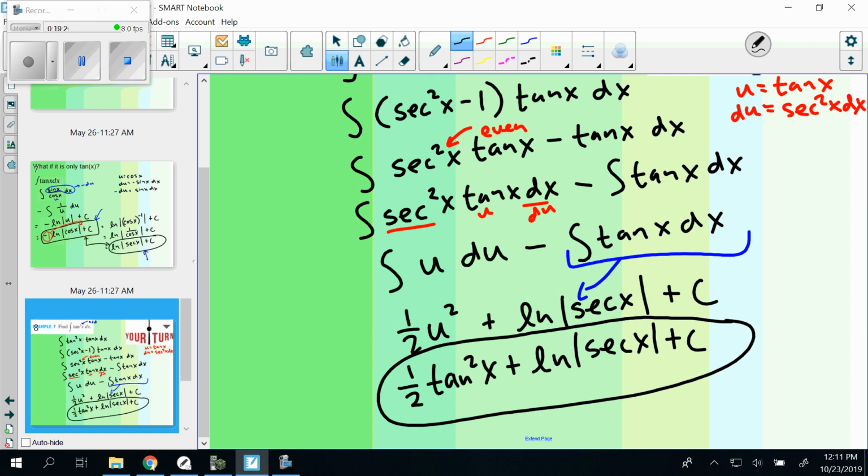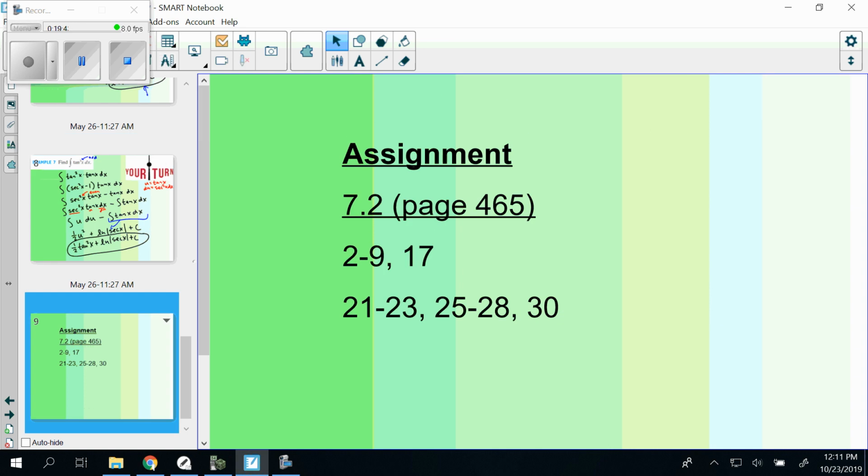So when you get these secant tangent ones, look first: is secant even? Then use the substitution of tangent. If tangent's odd, then we want to save a secant tangent and use u equal to secant. All right, try these additional problems out and see what you come up with.